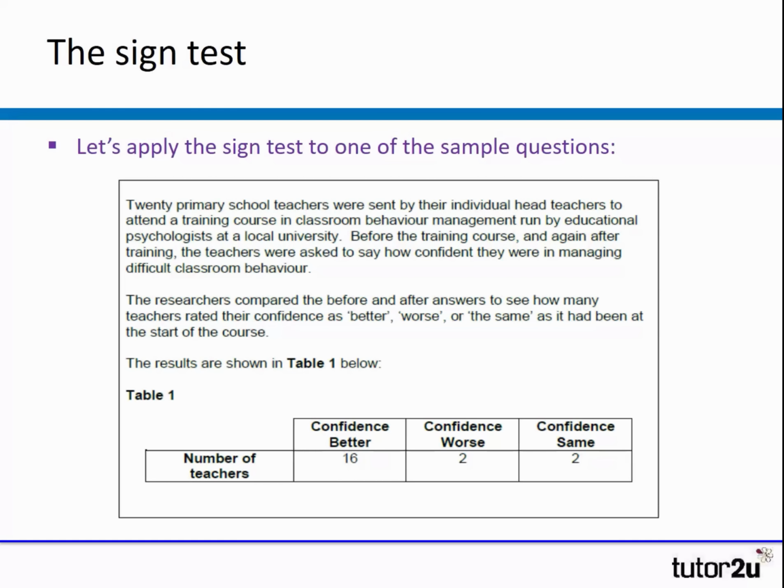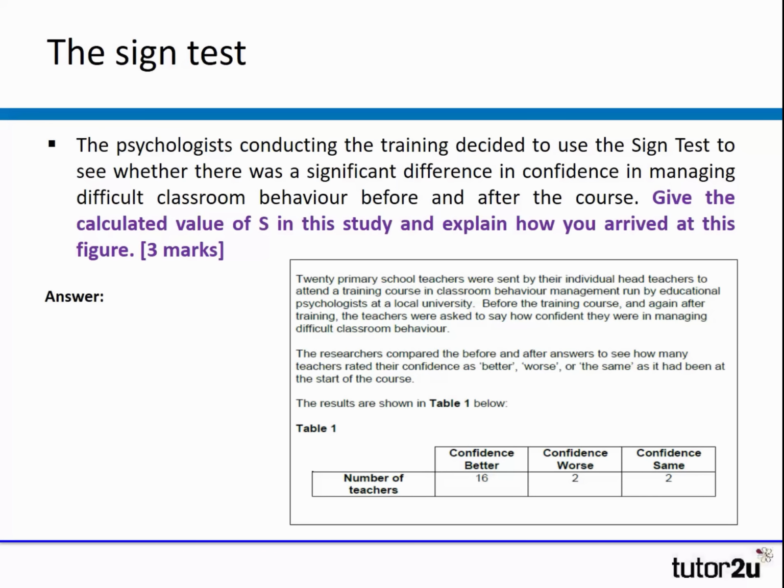So they've already skipped to step 2. We don't need to do the pluses and minuses. That's been done for us in this particular case. Now, the question that would go with that is give the calculated value of S in this study and explain how you arrived at this figure. Now, we've already done that, so that should be quite straightforward now.